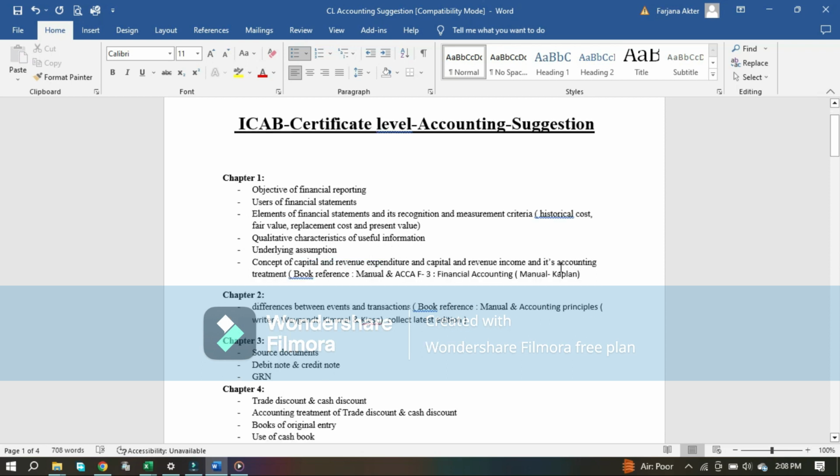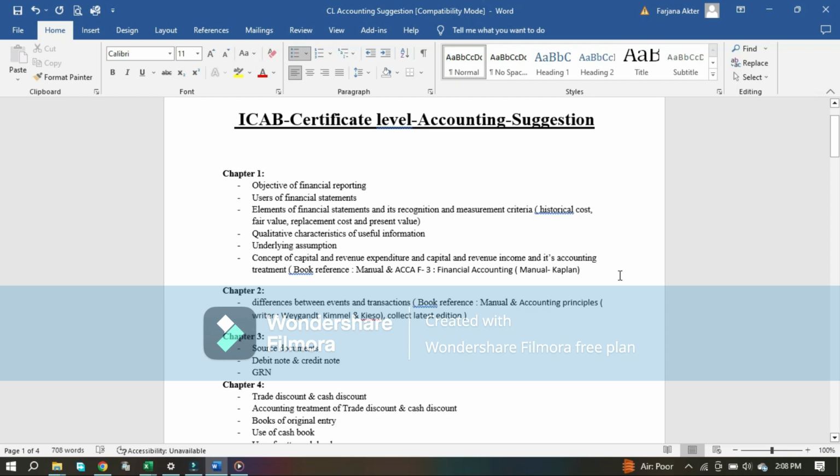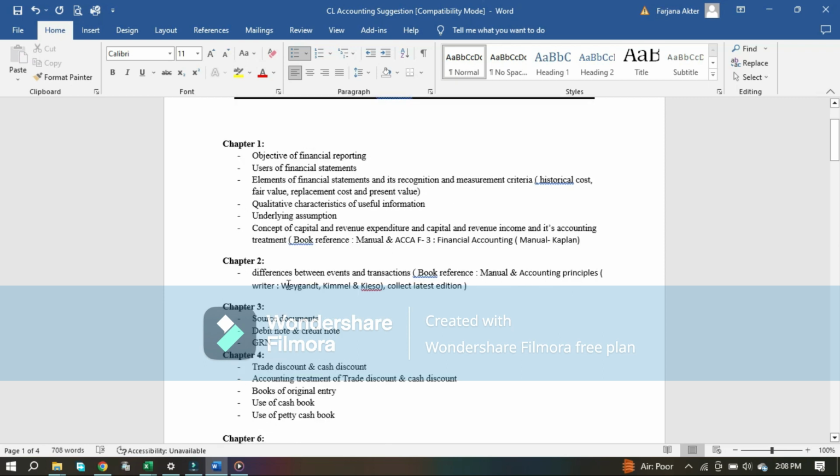Users of financial statements. Elements of financial statements and its recognition and measurement criteria: historical cost, fair value, replacement cost, and present value. Qualitative characteristics of useful information. Underlying assumption. Concept of capital and revenue expenditure and capital and revenue income and its accounting treatment. Book reference, Manual and ACCA F3, Financial Accounting, Manual Kaplan.